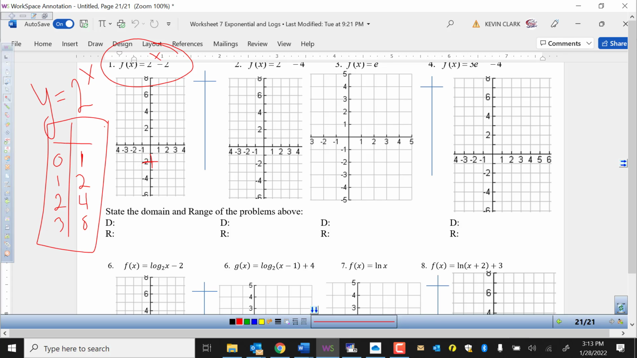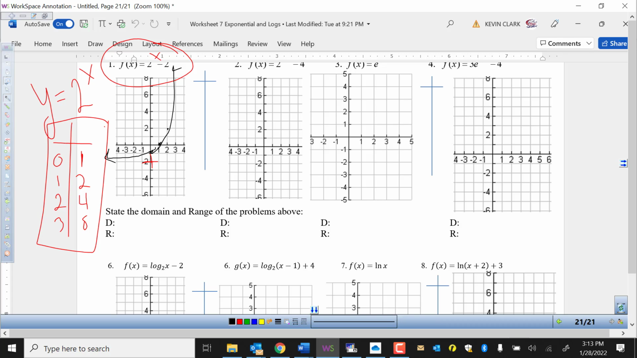So there's my 0 zeros right there. So that means 0, 1 would be right here. Over 1 up 2 would be right there. Over 2 up 4. And over 3 up 8 and so on. So it's basically that picture.